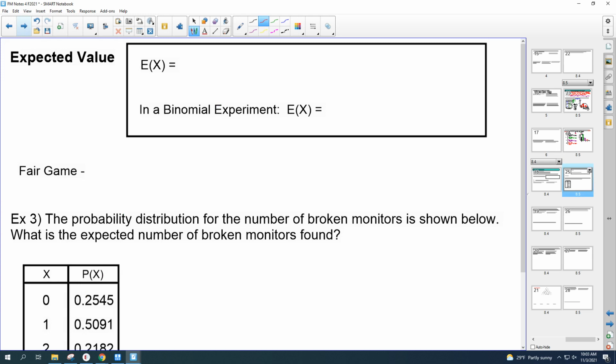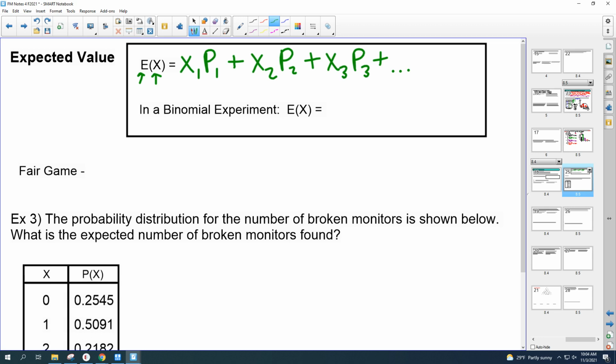Next, we have 2 different formulas for expected value. And what's hard, I think, is you have to know when to use which one. So expected value. E stands for expected, X is that random variable, all right? So expected value of the random variable, you're going to say X1 times P1 plus X2 times P2 plus X3 times P3 plus all the way until the end, okay? So you'll see what that means here in a second.